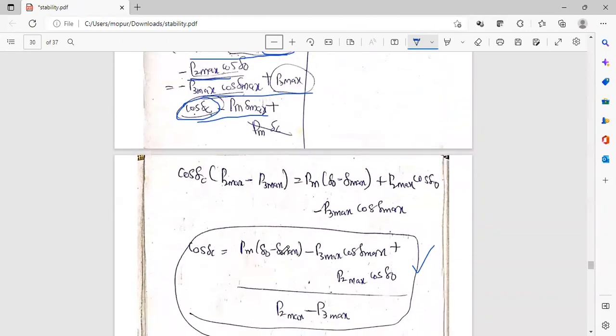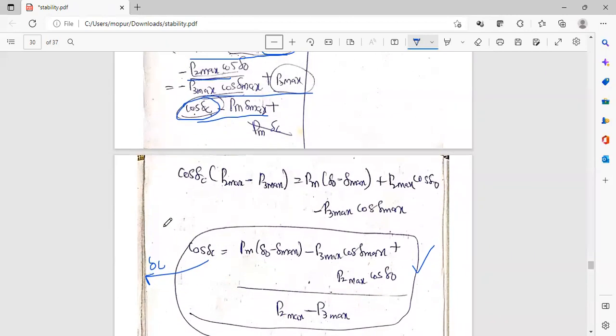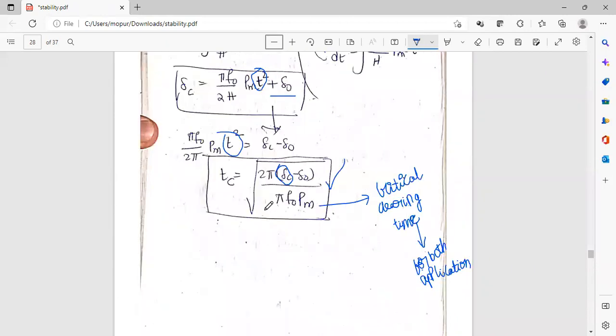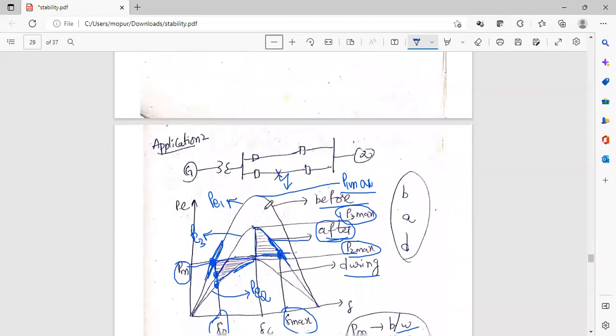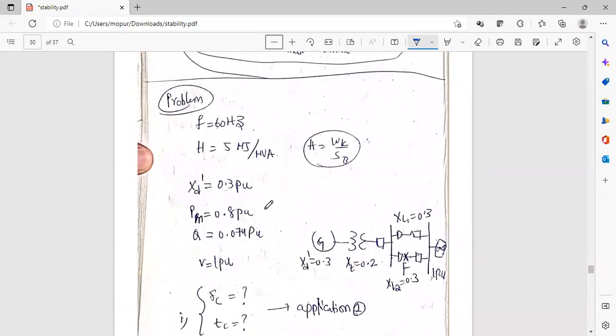Now you can substitute and get this cos delta C. From this, you can find the value of delta C, that is cos inverse. And then you can substitute the value of delta C in the TC formula, the critical clearing time, to get the critical clearing time for the second application. The formula of critical clearing time remains the same. Only the formula of critical clearing angle is changing for both the applications. These are the concepts of equal area criteria. Now let us move on to the problem.